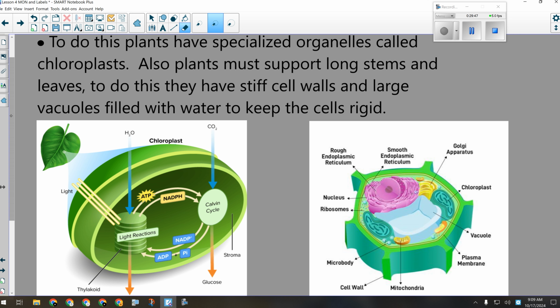So a plant cell is going to have chloroplasts in it. All plant cells are going to have chloroplasts in them, even root cells. Why would that be strange? Because roots don't see the sun. Roots don't carry out any photosynthesis.